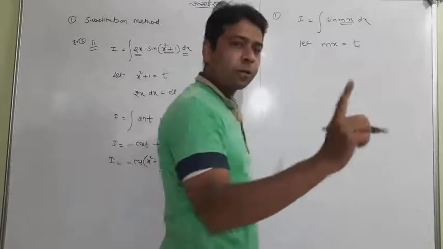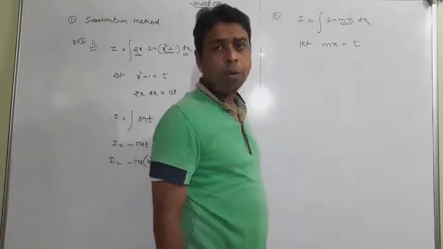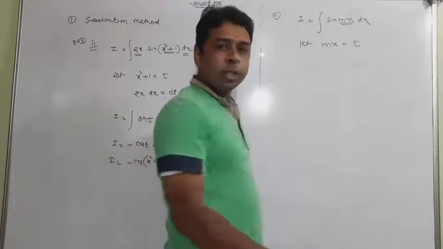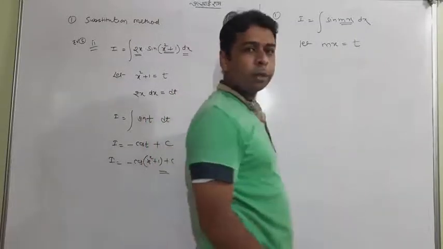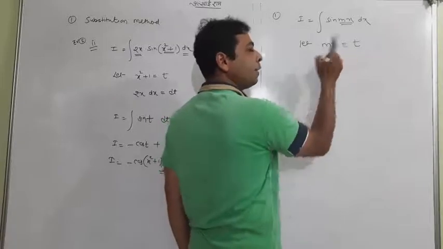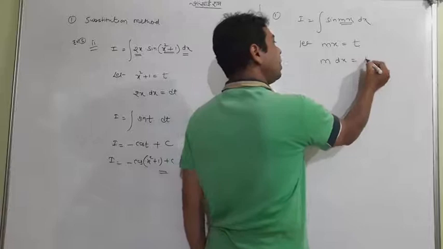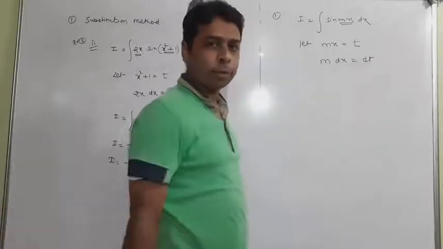It is not necessary, but okay, I'm telling you just for practice. So mx equal to t, you consider it as t. Now do differentiation with respect to x. The differentiation of x is 1, so only m comes here, and you write dx and dt, you know that you have to write it.